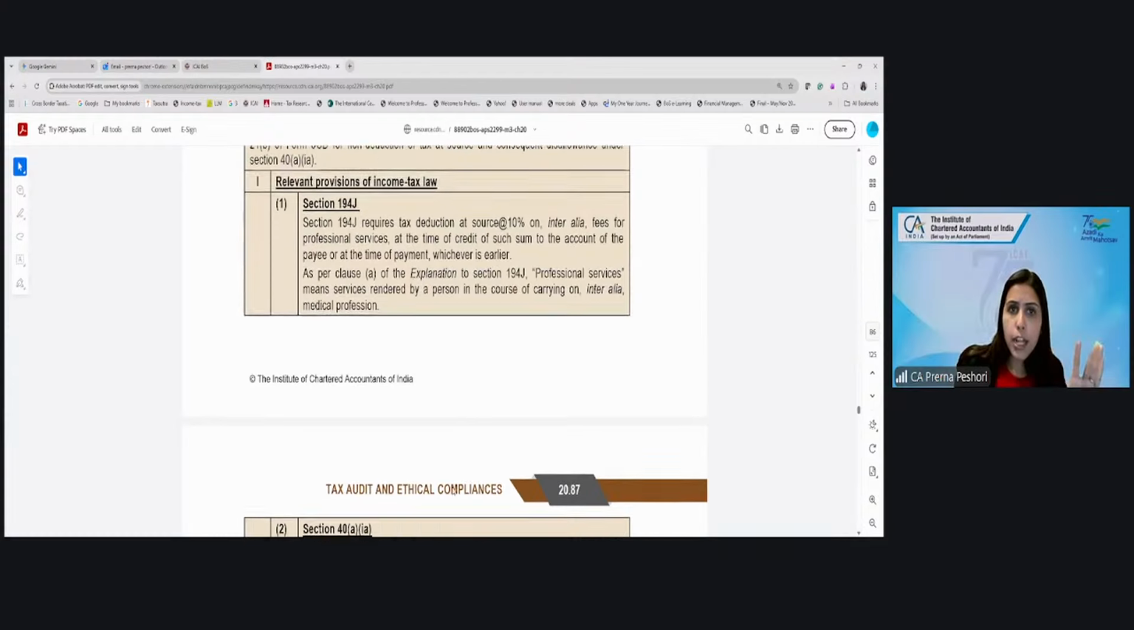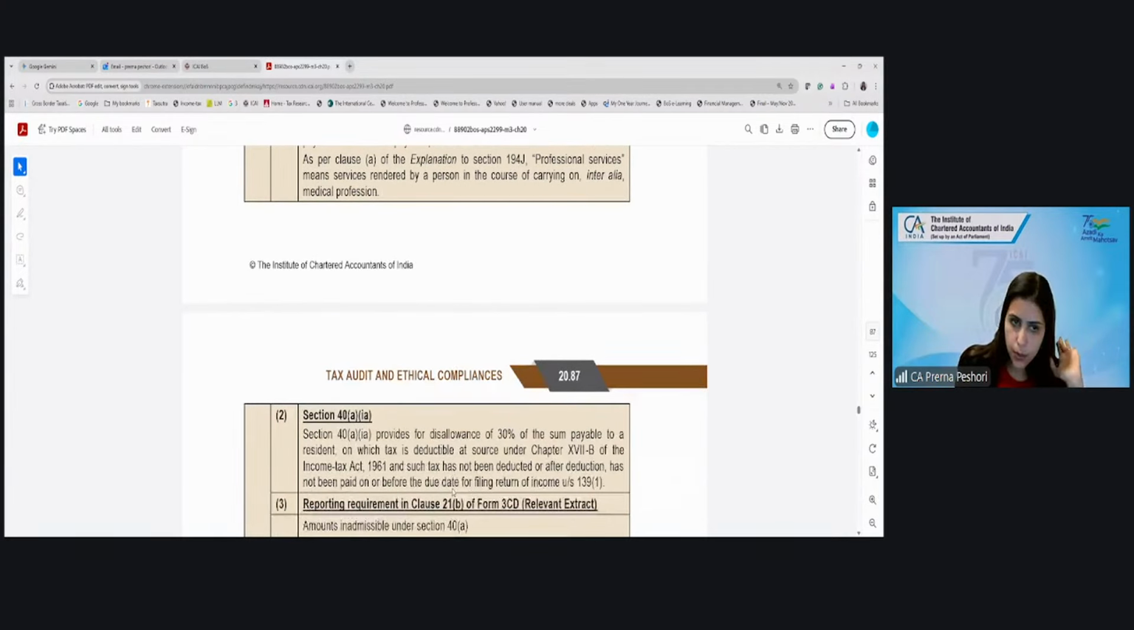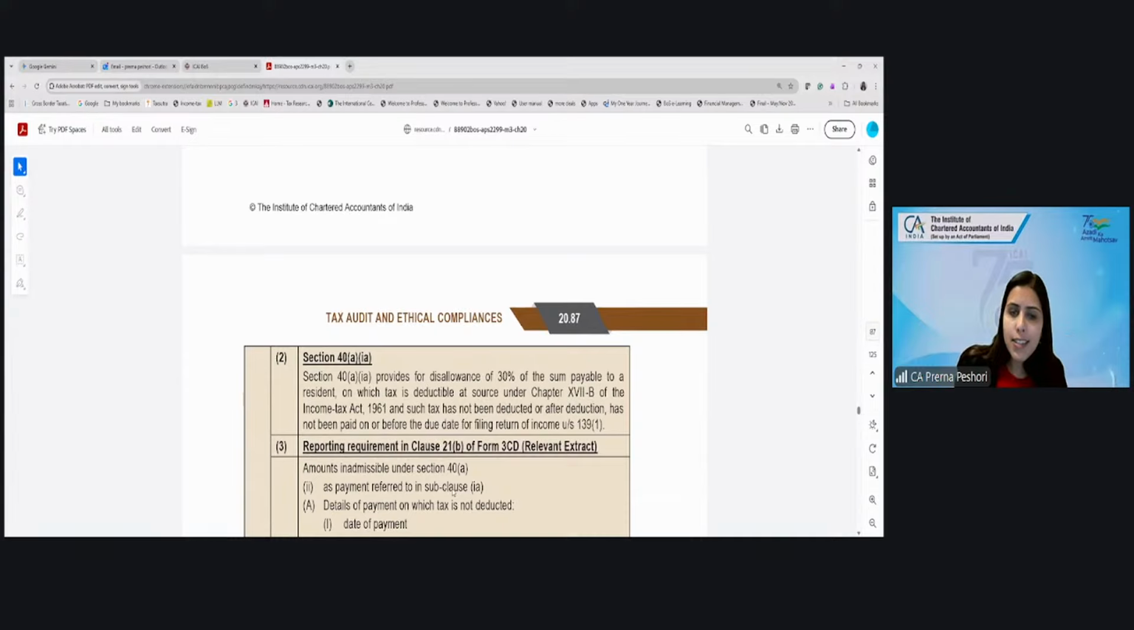Now, 194J requires you to deduct the TDS on the fees for professional services at the time of credit or payment, whichever is earlier. Professional services means services rendered by a person carrying on the listed profession, which includes the medical profession. 40A(1)(a) says if the TDS is not deducted on the sum payable, 30% will be disallowed.